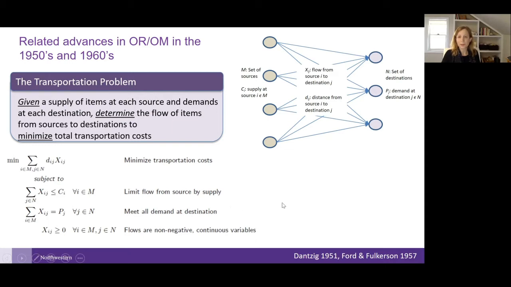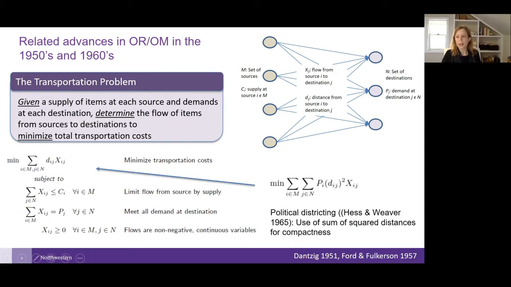making sure that you meet all of the demand. Now, the other problem that I want to introduce you to is the political districting problem by Hess and Weaver in 1965. So just as there was movement in desegregating schools at this time, there was also movement in many other ways. And so a lot of political district lines were being redrawn. And the Hess and Weaver work looks at, if you think about the objective function in transportation, how do you think about creating regions that are now politically more compact? And so rather than looking at distance, you look at distance squared, and this is going to play a role in the school districting work as well.